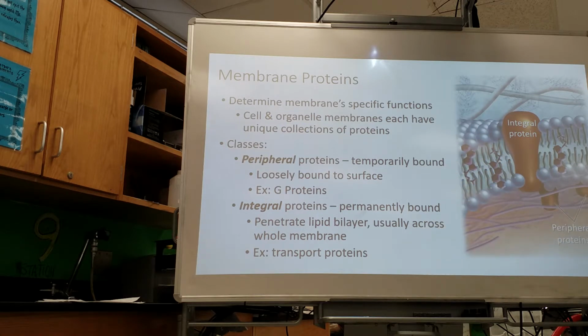There are a couple of different types, some that are temporarily bound. They'll usually bind to the inner surface, sometimes the outer surface. An example are G proteins, like with our G protein coupled receptors. Then you have integral membrane proteins. They are permanently bound, and a lot of times they're like this guy. They stick completely through the membrane, and a very common function for them is to move stuff across the membrane. There's also the possibility that it could be like a G protein coupled receptor, and it's taking a message from the outside and transferring it to the inside.